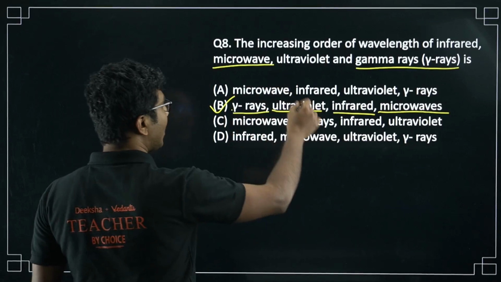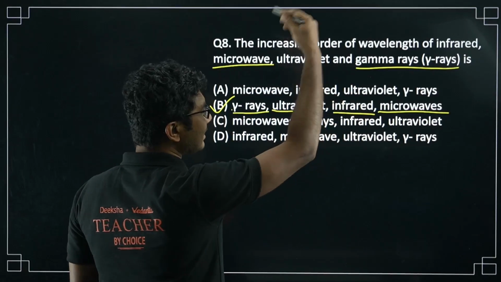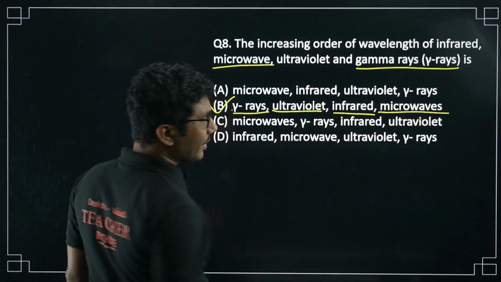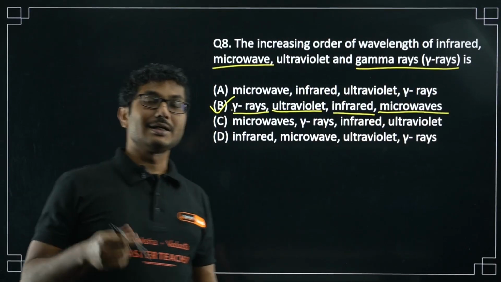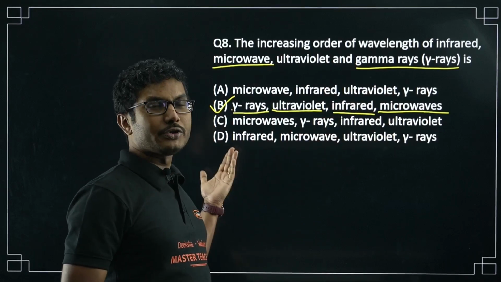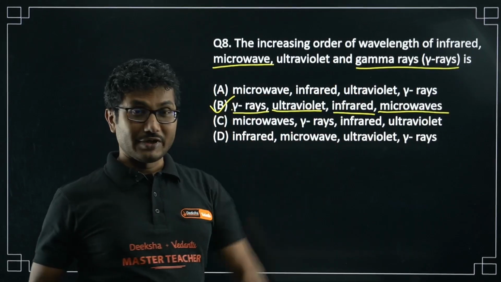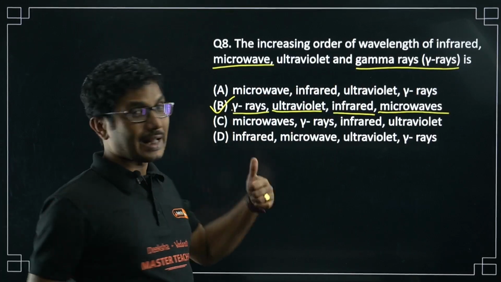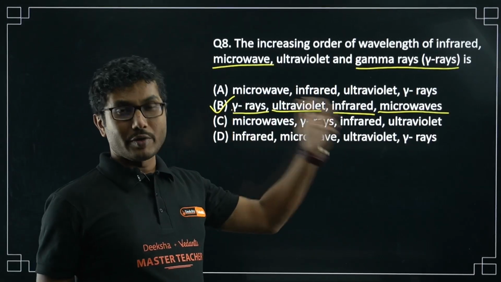From gamma to ultraviolet, wavelength increases. Ultraviolet to infrared, wavelength increases further. Then infrared to microwave, again wavelength increases. Now if the same question was asked in increasing order of frequency, then it would be just the opposite of that. So the correct answer would be option A. In terms of frequency, gamma ray has the highest frequency and microwave would have the lowest frequency out of these four given waves.